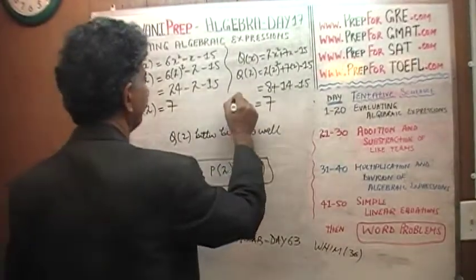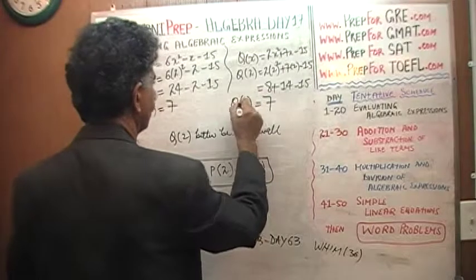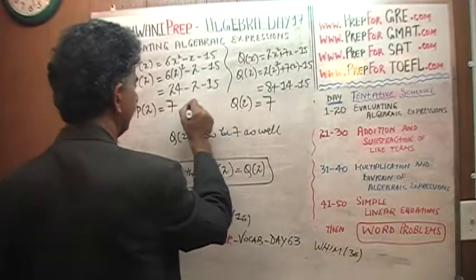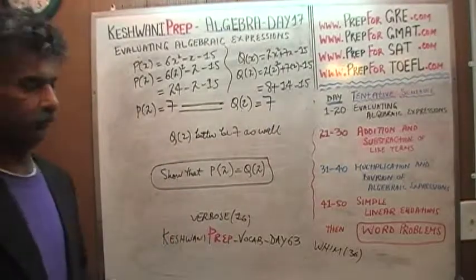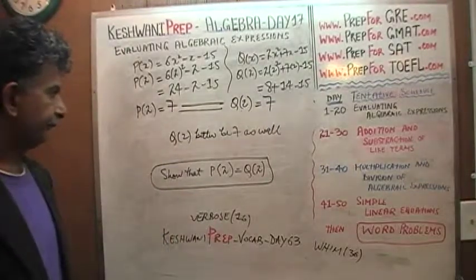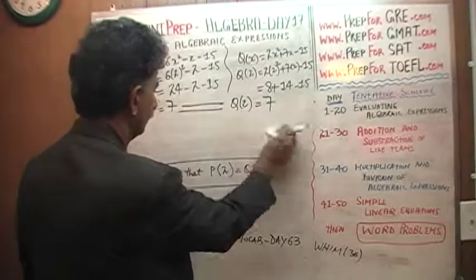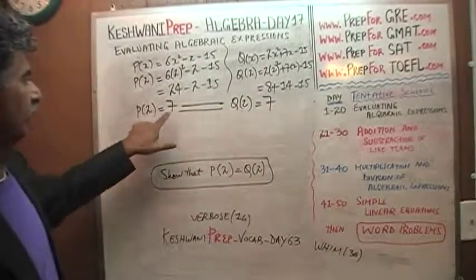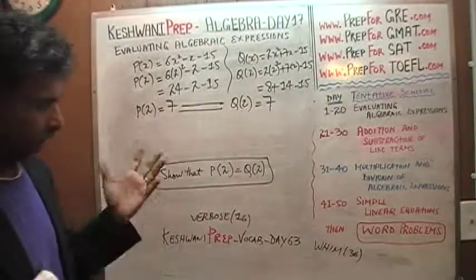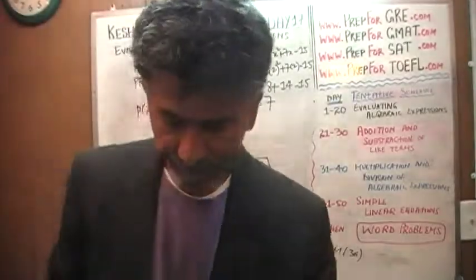We have just shown that the Q of 2 does indeed equal P of 2. That's it. Show that the P of 2 equals Q of 2. We have done that. P of 2 equals 7 and so does the Q of 2. That's it. We're done. We're done for today.